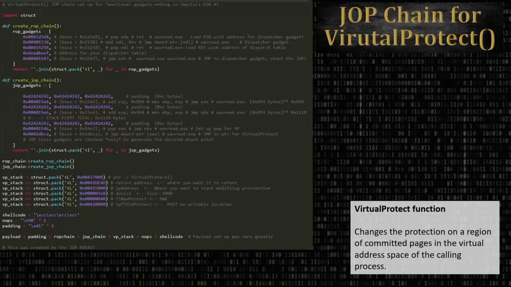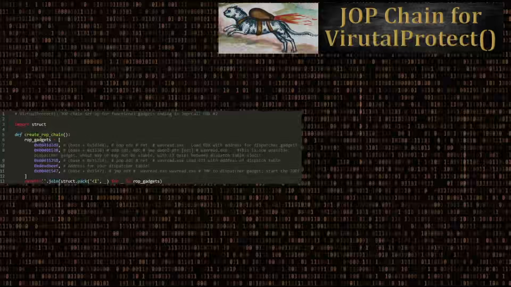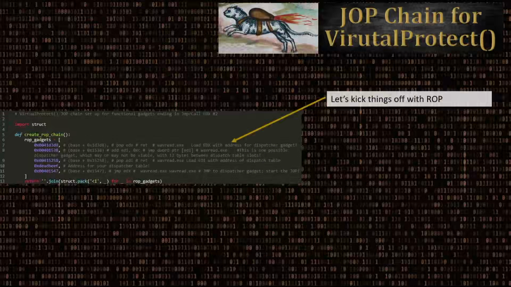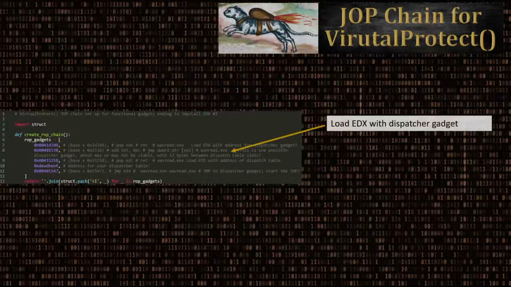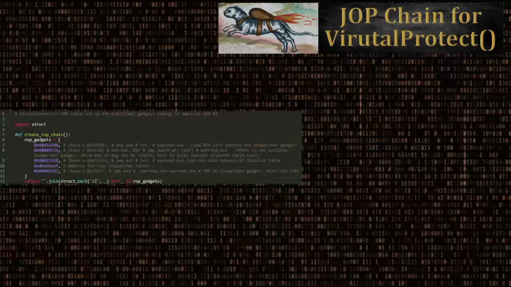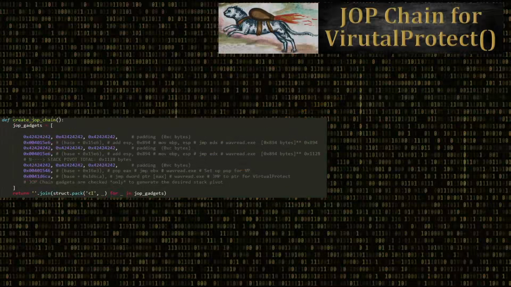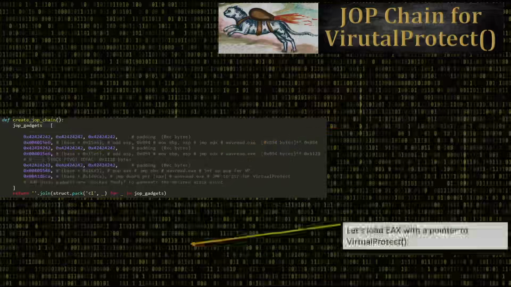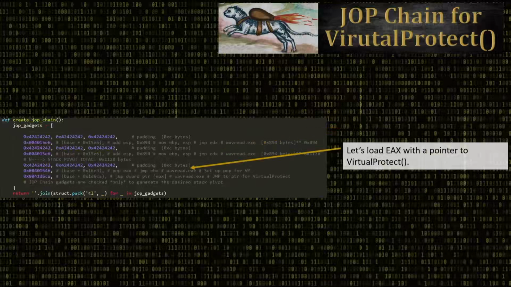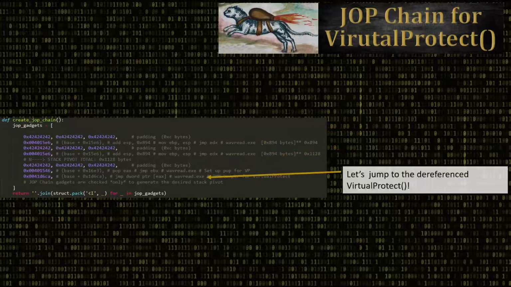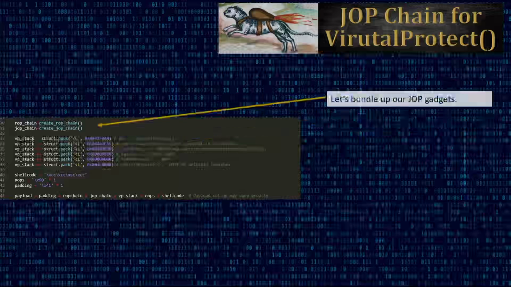But the actual JOP itself does work. So let's look specifically here at VirtualProtect. We start with ROP. We're going to load EDX with the dispatcher gadget, and then we are going to get our dispatch table into EDI and then call the dispatcher. We have a stack pivot of 894, another stack pivot, and then we load the pointer to VirtualProtect. So now we can dereference it, and then that takes us over here.